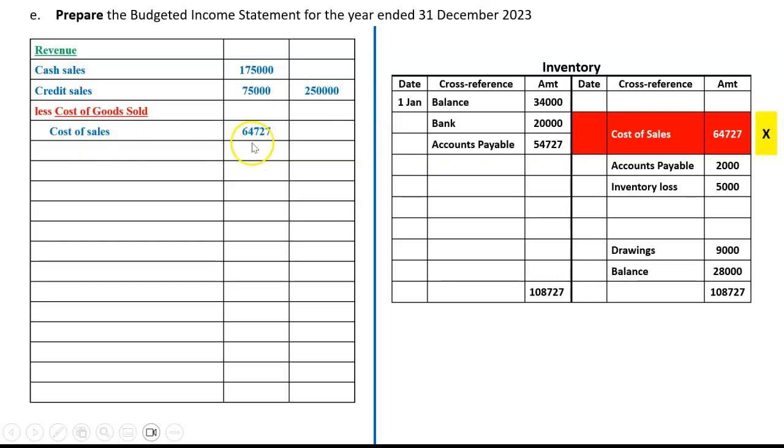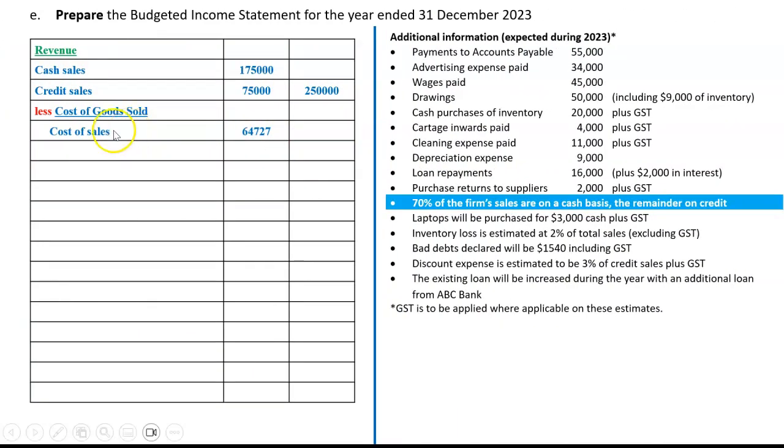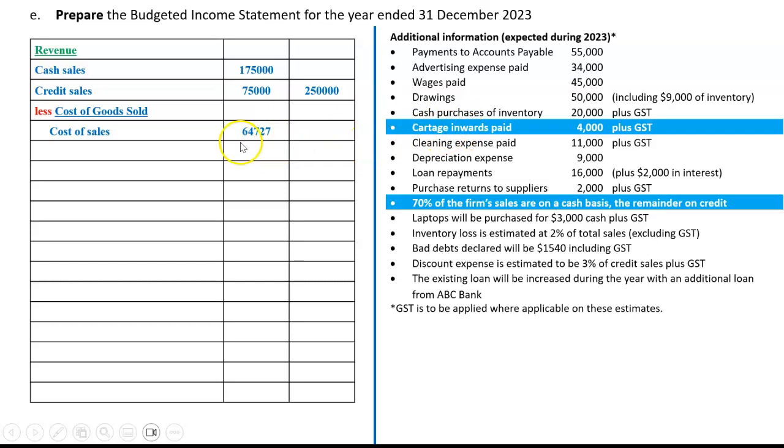So that is cost of sales, but we also need to look for any other expenses required to get inventory in a condition and location ready for sale. So I've got payments to accounts payable, no. Advertising, no. Wages, no. Drawings aren't an expense. That's buying an asset, so no. And this one, cartage and woods. Getting the inventory delivered to us is a cost of goods sold, so that will go in there. We've got our cleaning expenses, no. Depreciation, no. Loan repayments, purchase returns, no. That's a non-current asset. Laptops, inventory loss is separate. Bad debts, discount expense, and a loan? No, so we're done. So I'm going to total those two figures up.